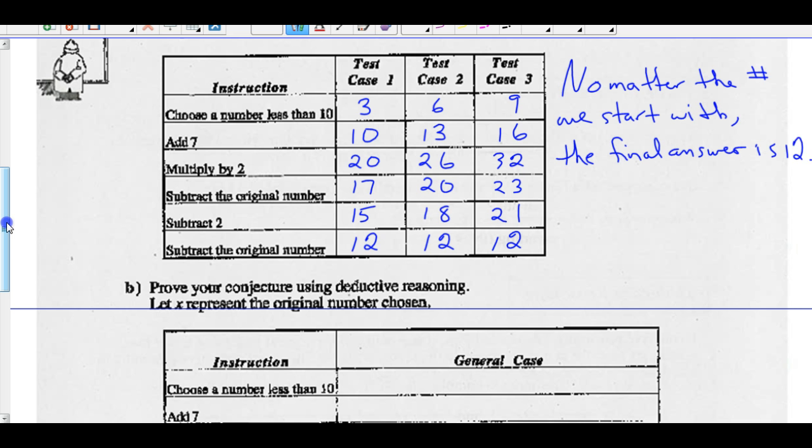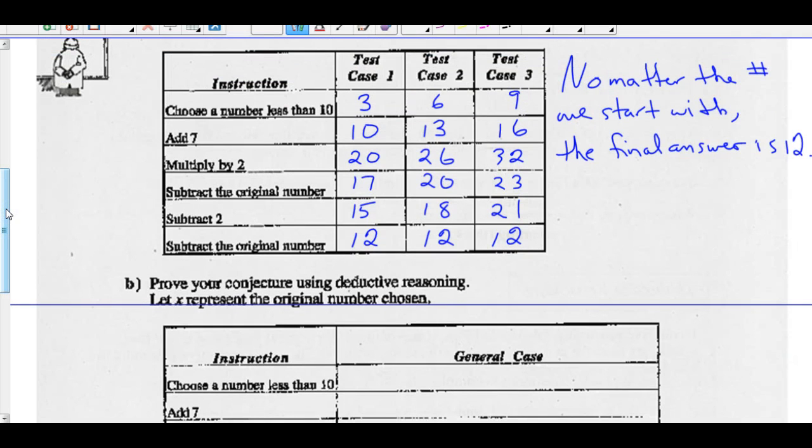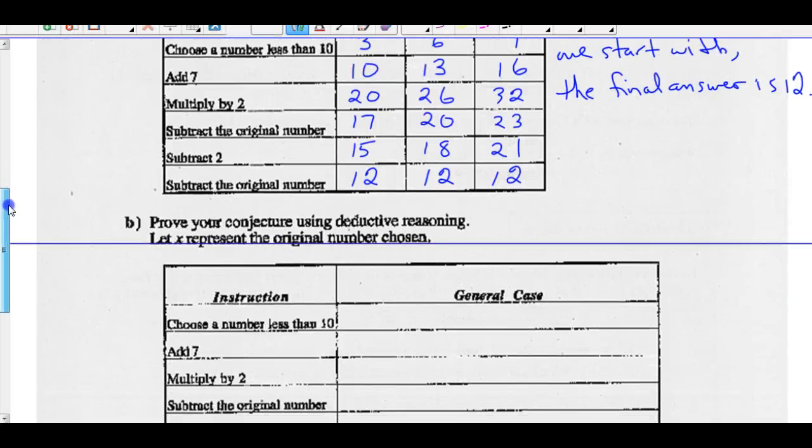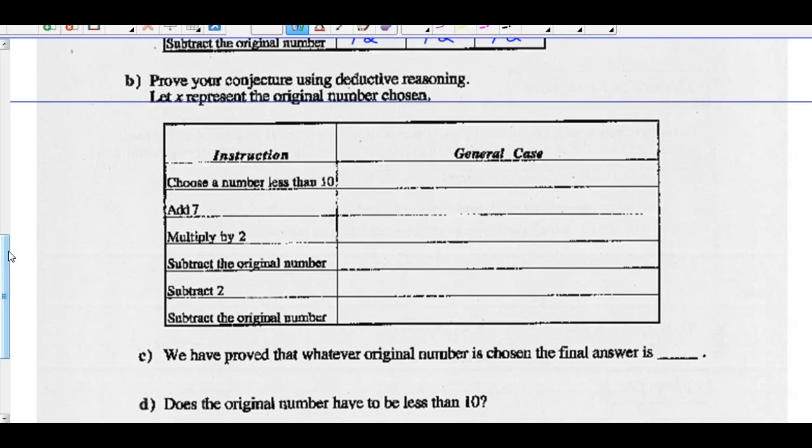Now, prove this conjecture using deductive reasoning. So we used inductive reasoning with 3 cases. You guys might have different ones, so maybe we've got 5 or 6 different examples there. But we can't do it for every possible number less than 10. There's an infinite number of numbers less than 10. So let's prove our conjecture using deductive reasoning.